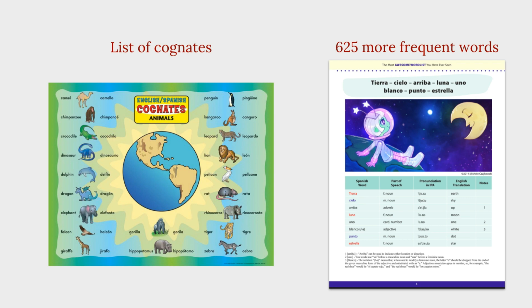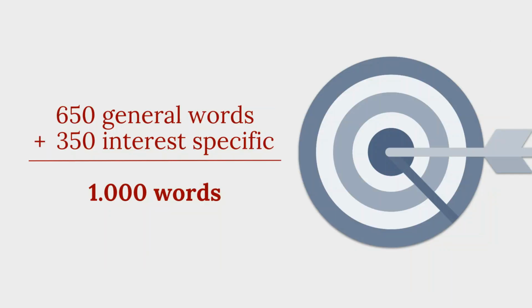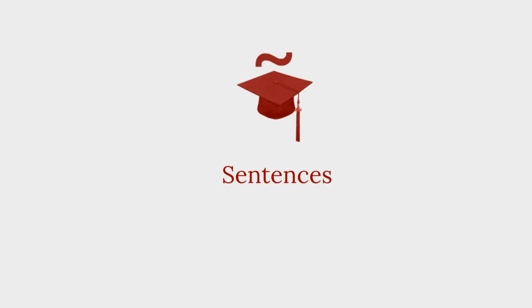Then we move to a frequency list. I have one made by Fluent Forever, which is fantastic, with the 625 most frequent words in Spanish. We are going to work with that list for the first steps of our journey. To give you an idea, we're going to acquire 650 general words, which will come from the list, and then about 300 or 400 that are more specific to your interest. In total, we are aiming at acquiring 1,000 words at the beginning stage. With that foundation, we can move on to the next level of learning, which is intermediate.